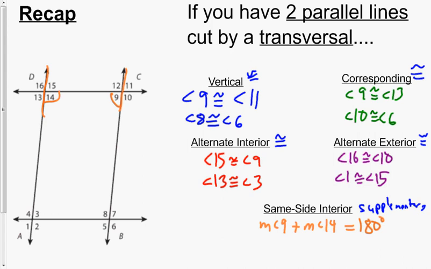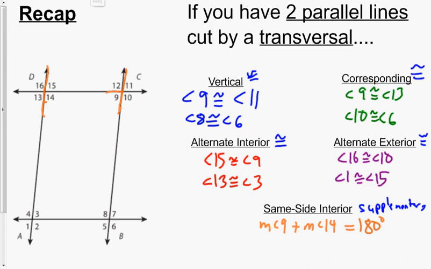And we did a thing where you can kind of show that. Like if I took, let's just say I take this, get rid of that, get rid of that. I take this angle here, and then I move it over next to 14. They're right up against each other, and together they form a line, and we know lines make 180 degrees. So together those two form a line, so they are supplementary. That's a way to show it.